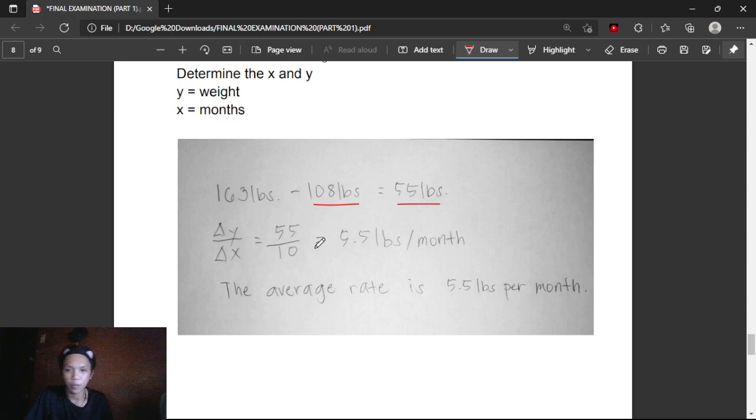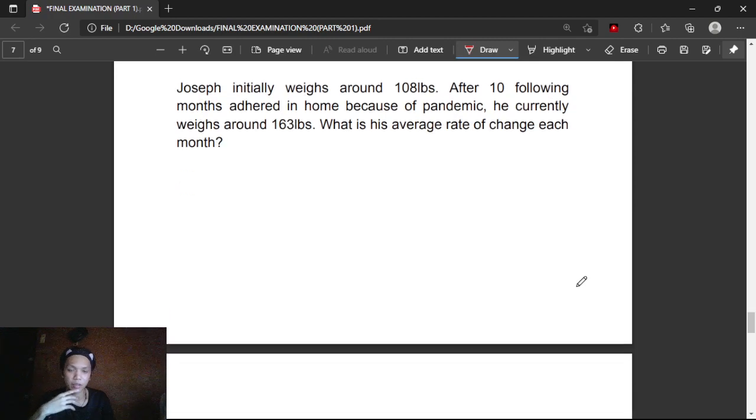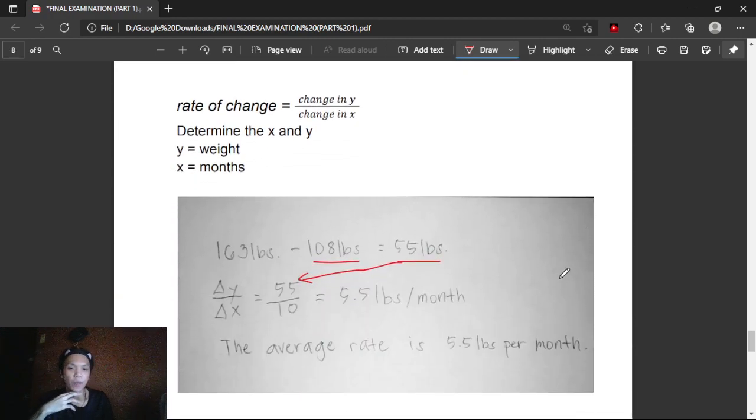So we use the formula. After that, we put how much he gained over the 10 months. So 55 divided by 10, and the answer is 5.5 pounds per month. So we can say that the average rate is 5.5 pounds per month. Joseph gains 5.5 pounds each month, and in 10 months he gains 55 pounds.